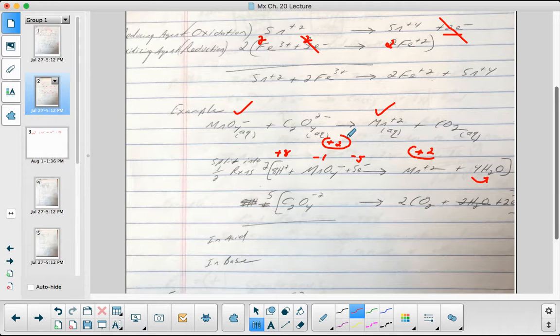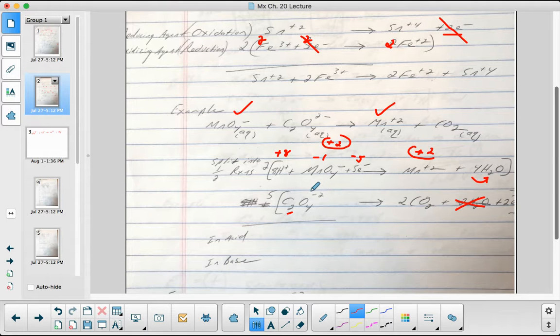So now I do the next half reaction. The next one, I have C2O4 negative 2. And so what's happening here? Well, the first thing I have to do is balance the carbon with a coefficient. I put a 2 out in front. When I do that, I have 4 oxygens here and 4 oxygens here. I don't have to use water in this reaction at all. That was a mistake.